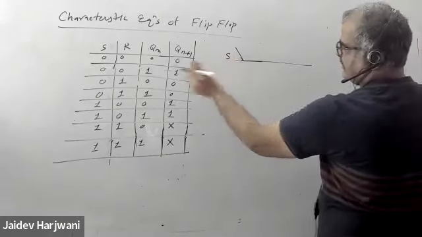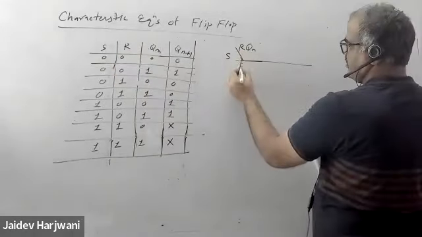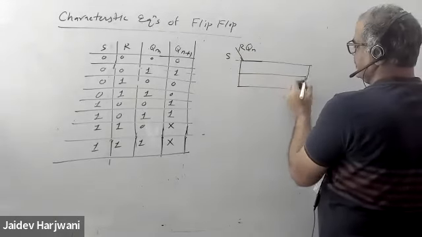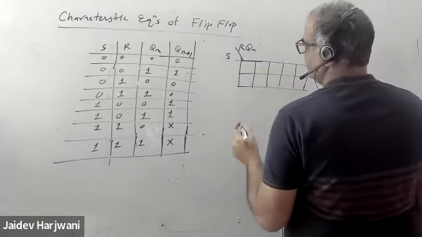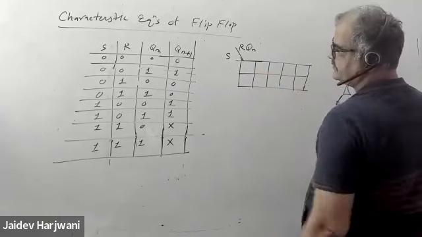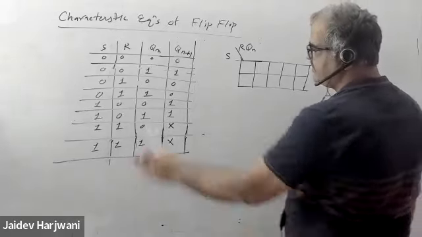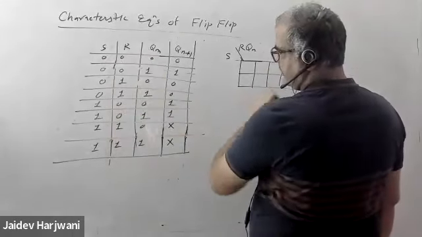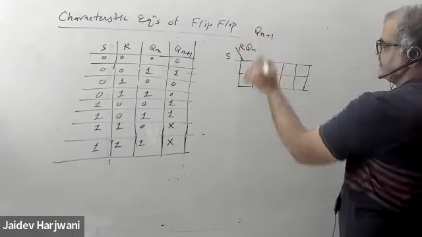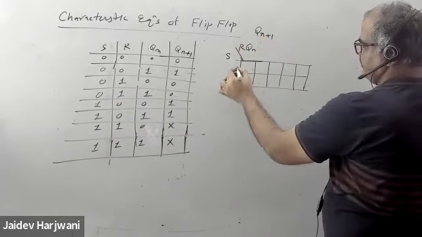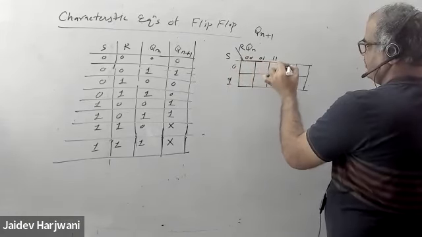You have S and you take R, Qn like A B C. Qn. So you have 8 entries, 1 2 3 4. Now put the entries. You are assuming these are your variables. You have to put the entries here, so you are plotting the table for Qn plus 1. So this will be your 0 1 and this will be 0 0 0 1 1 1 1 0.